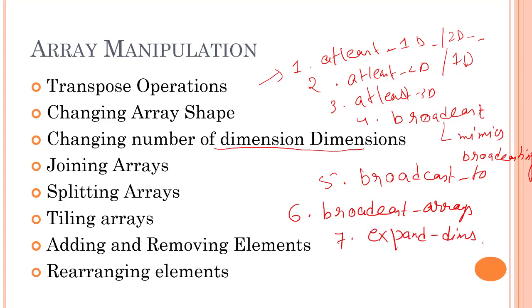With expand_dims, we want to expand the shape of the array. And then the last one here is squeeze. Basically, squeeze is used to remove the excess length axes of the array. To remove them, we use the squeeze method.